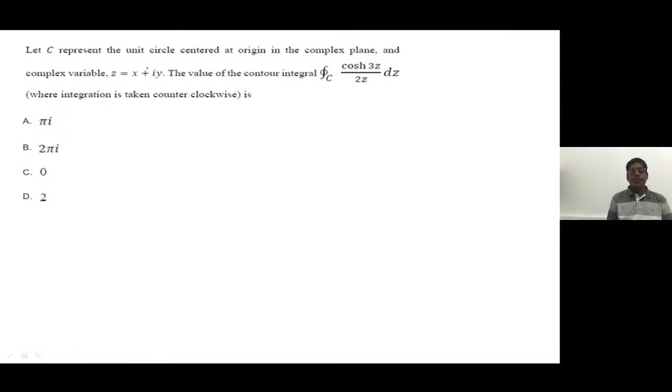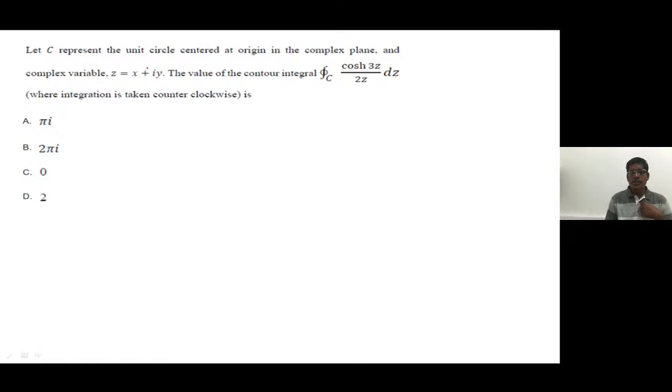Let C represent the unit circle centered at the origin in the complex plane. So center is origin, unit circle means radius equal to 1. So such a curve equation or circle equation is mod z is equal to 1. Many of you know this. And the complex variable z is equal to x plus iy is given.